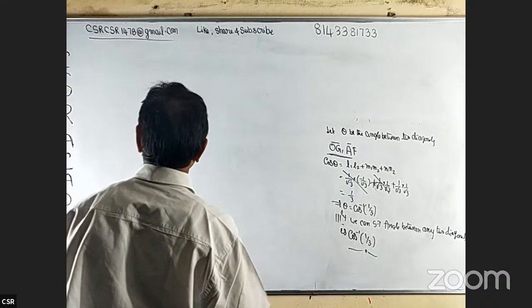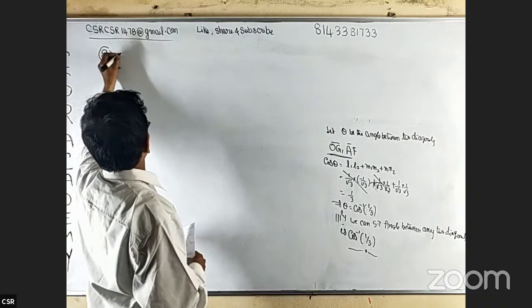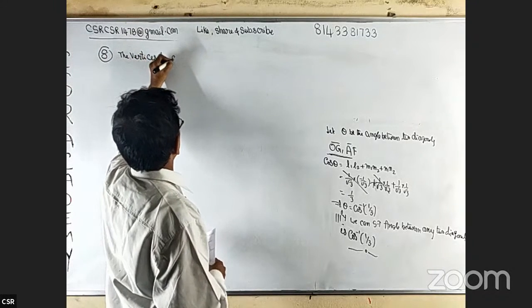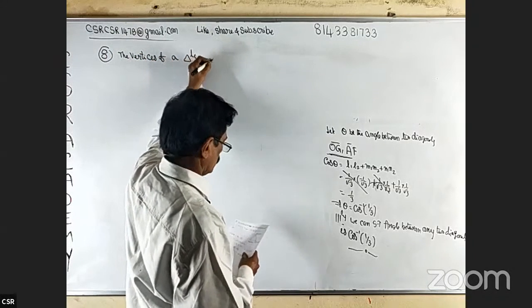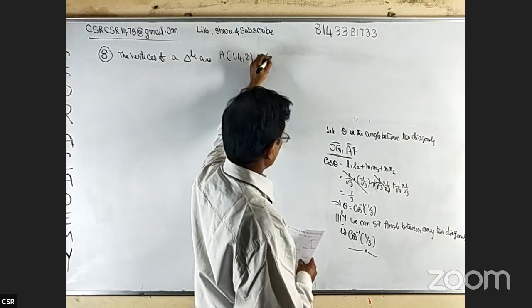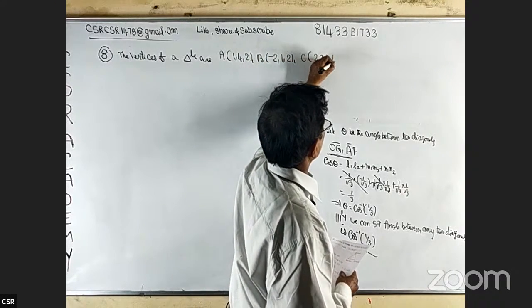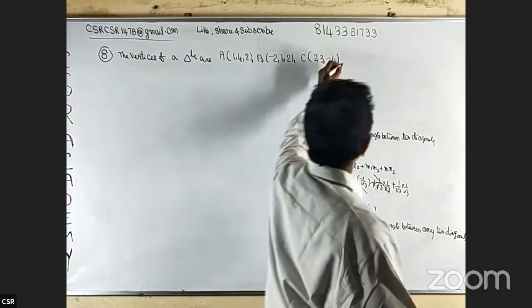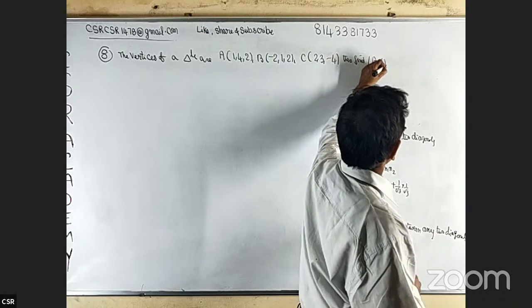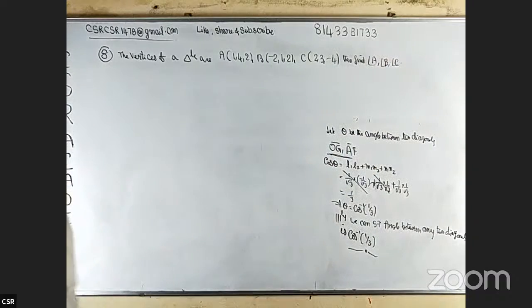The vertices of a triangle are A(1,4,2), B(-2,1,2), C(2,3,-4). Then find angle A, angle B, angle C. That means the internal angles.